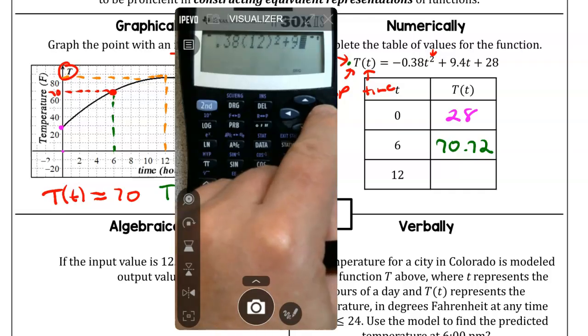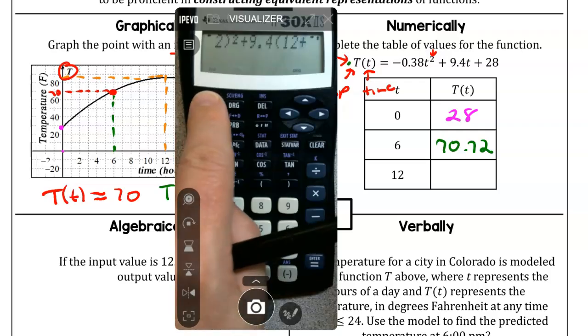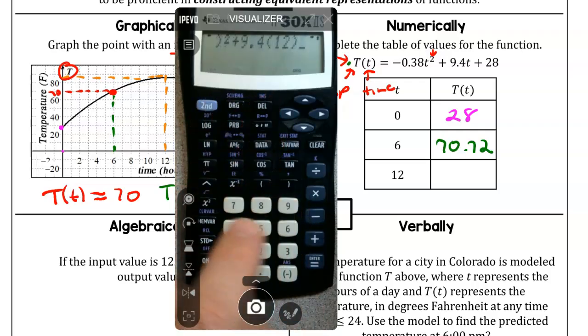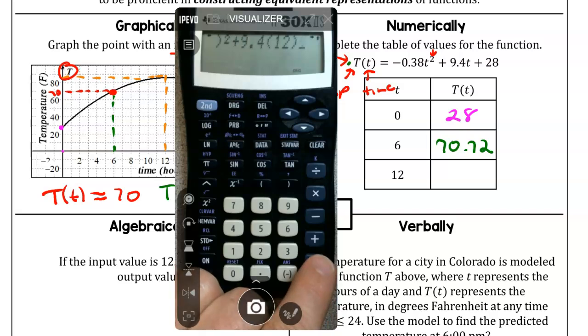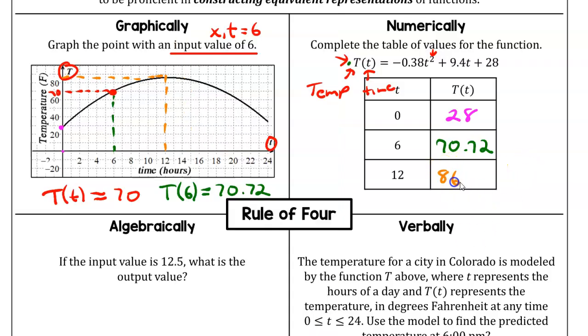I'll have to do the same thing again over here. If I just go over to 6 and put a 12, it removes the parentheses, so I hit second, insert, and then close the parenthesis. It gives me 86.08. There we go. So that's what this function equals at 12 hours. At 12 hours it is about 86 degrees Fahrenheit.